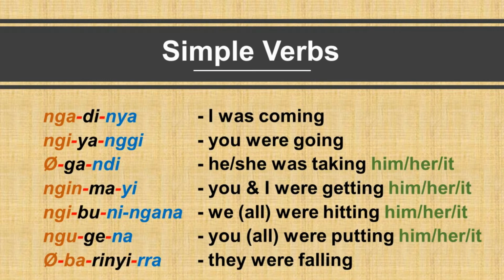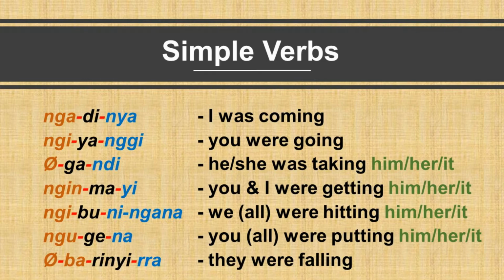Okay, as a summary, you can see all the forms in the past again here. We have ngadinya, I was coming. Ngiyange, you were going. Gandhi, he or she was taking him or it. 𝗪𝗏𝗍, you and I were getting him or it. 𝗪𝗴𝗏𝗏, we all were hitting him or it. 𝗪𝗴𝗏, you all were putting him or it. And 𝗪𝗴𝗏, they were falling.